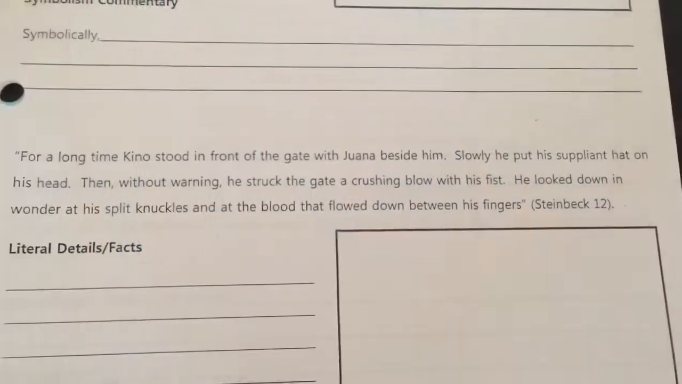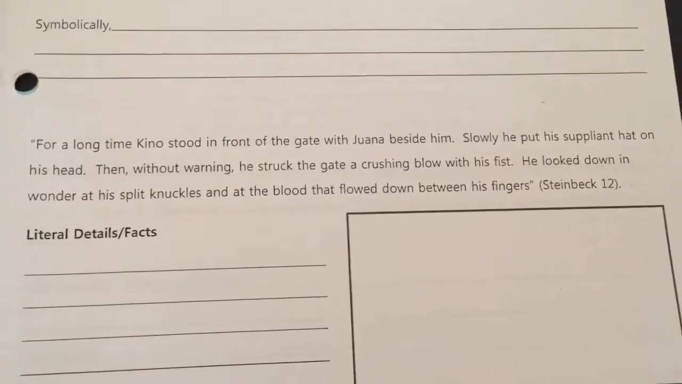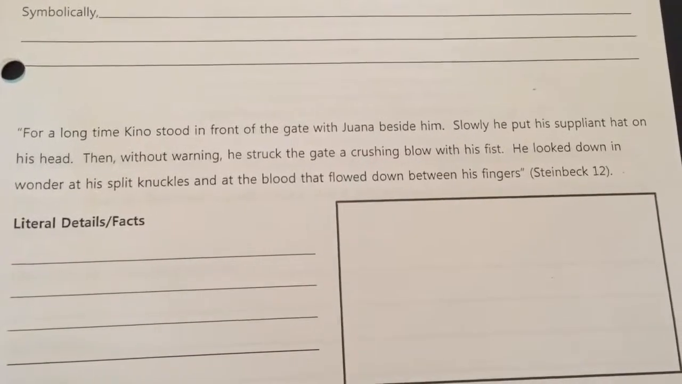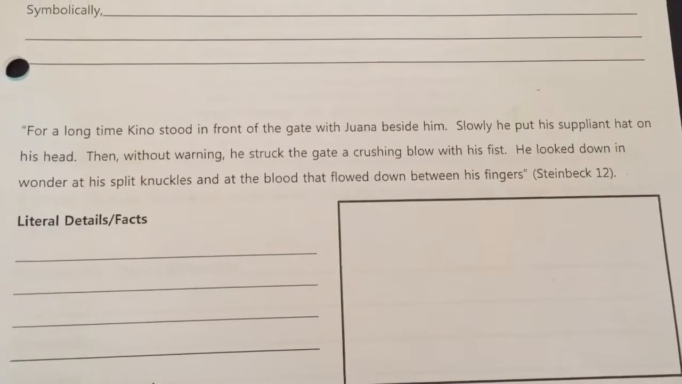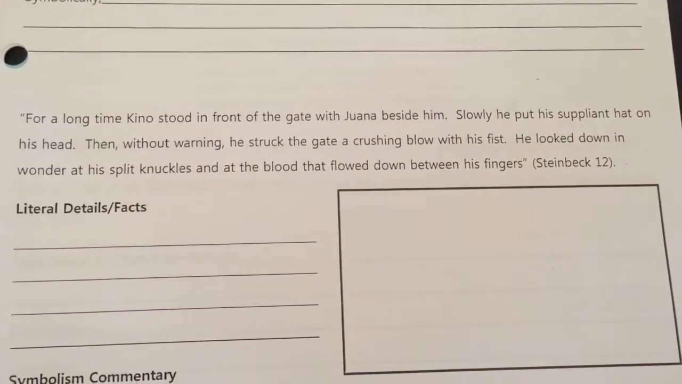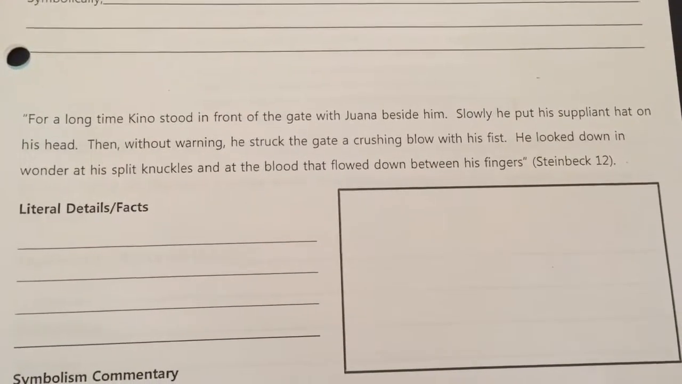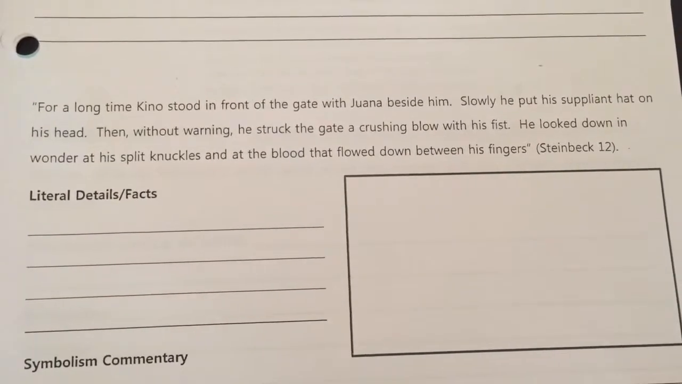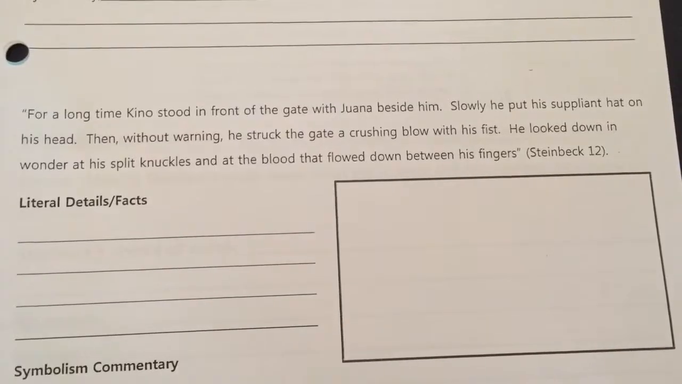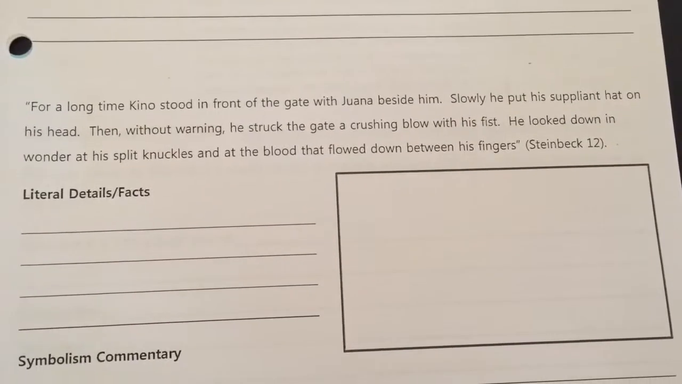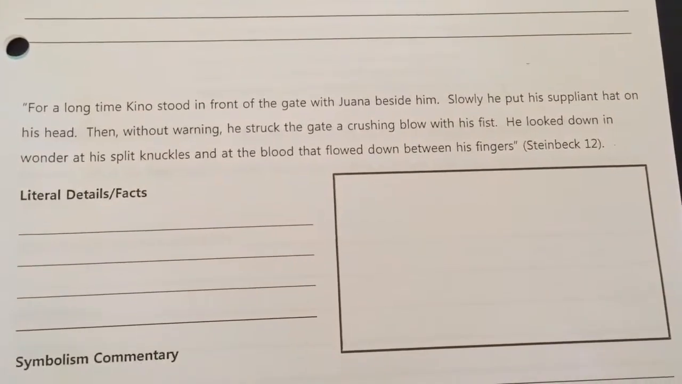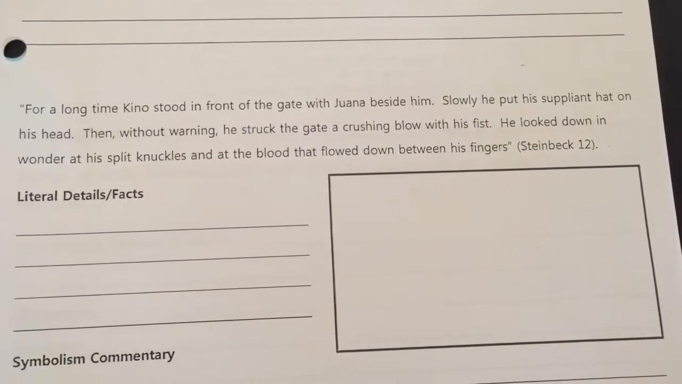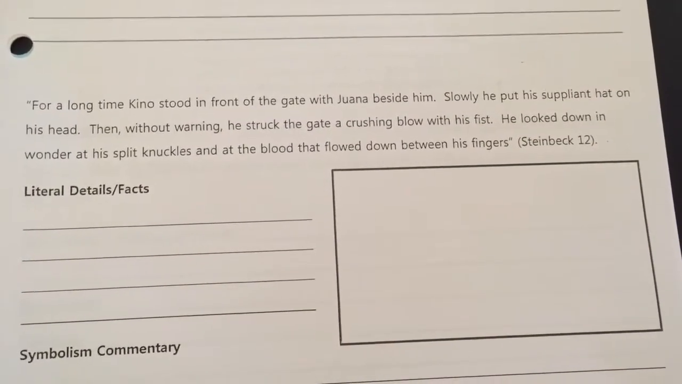Now what you're going to do, let's look at the bottom one. The bottom text. Read it out loud, Henry, for me. For a long time, Kino stood in front of the gate with Juana beside him. Slowly, he put his suppliant hat on his head. Then, without warning, he struck the gate a crushing blow with his fist. He looked down in wonder at his split knuckles and at the blood that flowed down between his fingers.